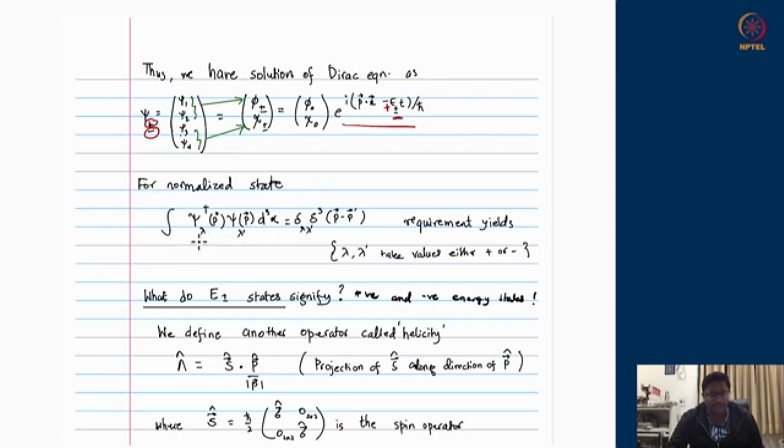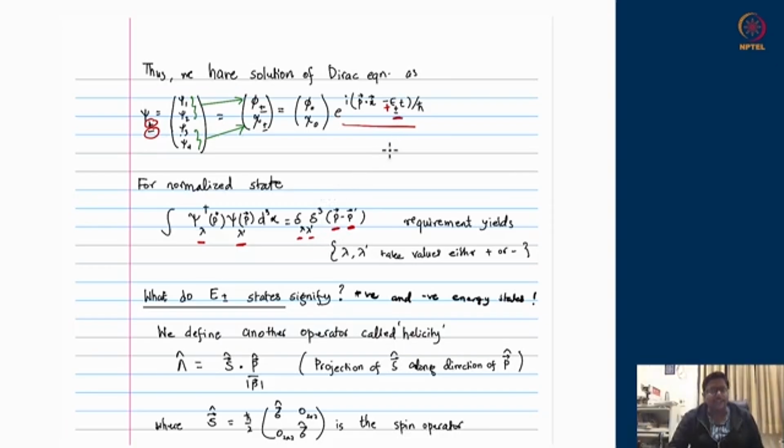Therefore positive energy eigenstates should be orthonormal to each other, and negative energy states should be orthonormal to each other, and positive and negative energy states should not talk to each other, they should also be orthonormal. So there should be a full set of orthonormality. Different eigenvalues as well as different energies, the signs are different.